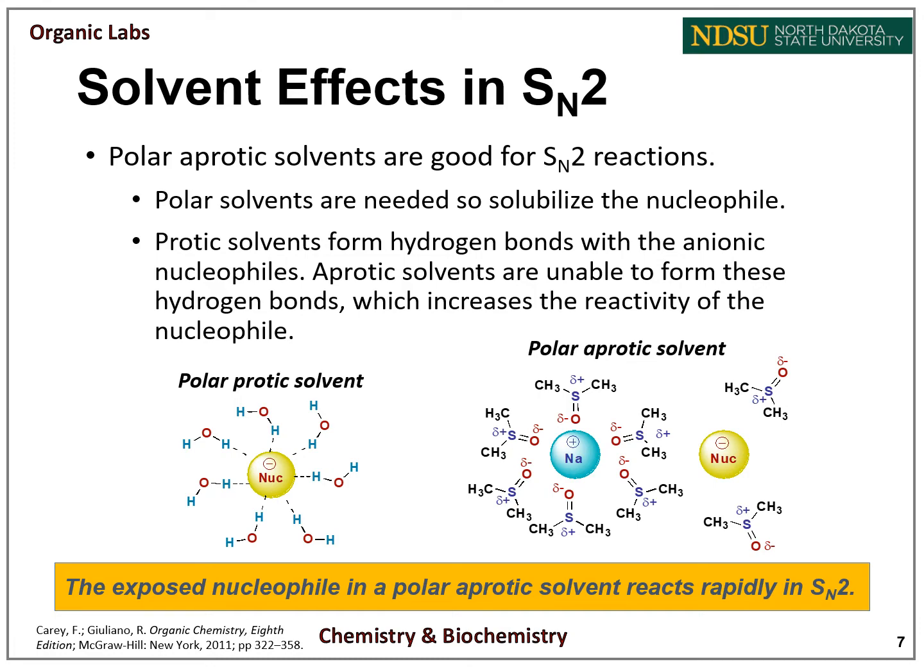Now, if we think of solvent effects in SN2 reactions, polar aprotic solvents are good for SN2 reactions. Polar solvents are good because they solubilize our nucleophile, and protic solvents would form strong hydrogen bonds with the anionic nucleophiles, decreasing their reactivity. So in the other case, looking at polar aprotic solvents, this still solubilizes our nucleophile, however it does not form those strong hydrogen bonds with our nucleophile, and thus the exposed nucleophile in a polar aprotic solvent reacts rapidly in an SN2 reaction.